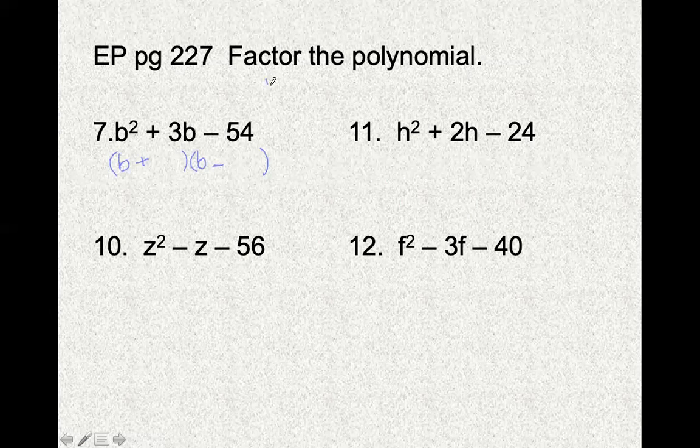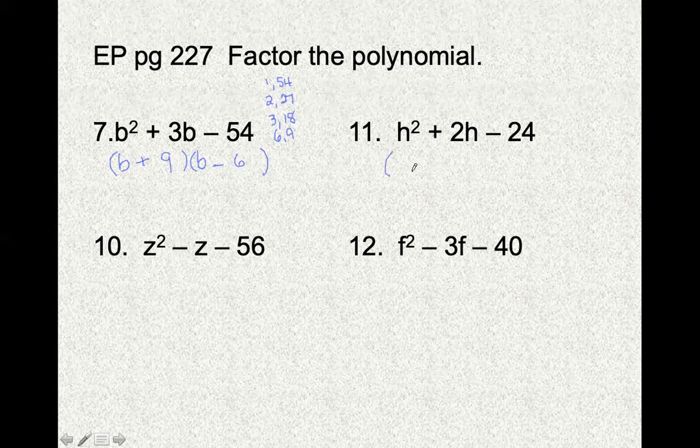All right. If you don't know, you can start listing, well, 1 times 54. Those are 53 apart from each other. Not that one. 2 times 27. Nope, those are 5 apart. 3 times 18. Nope, those are 15 apart. Let's see. How about 6 and 9? Aha, that's the one. And some of you probably already thought about it. So now I have to decide which is positive, the 6 or the 9. And hopefully you see this term is positive, so our bigger number must be positive because 9 minus 6 will give us a positive 3. If we switch those around, we'd have a negative 3.